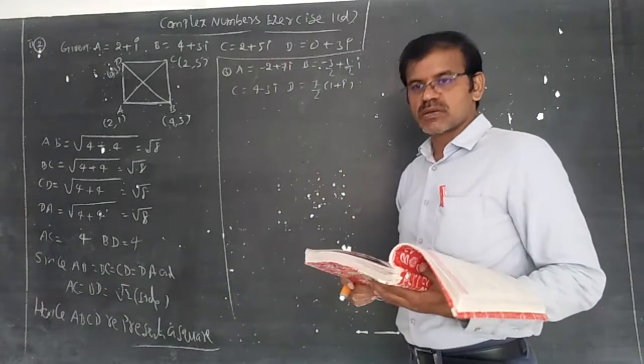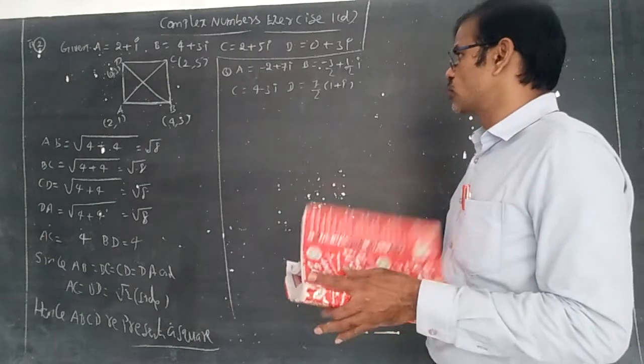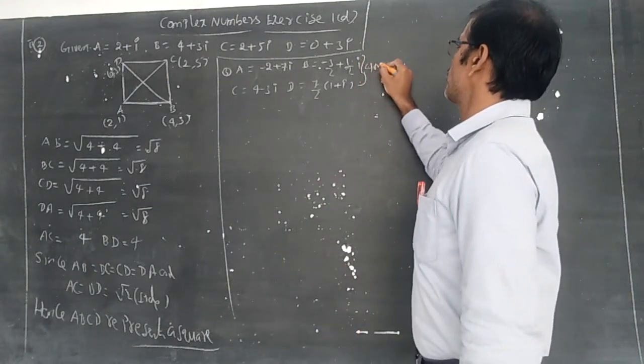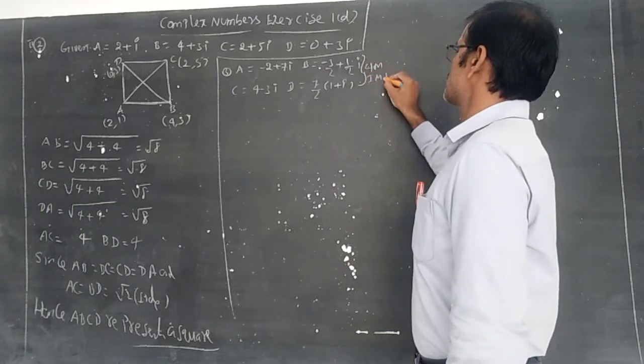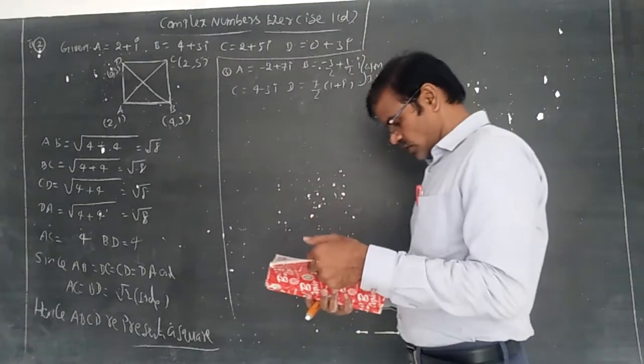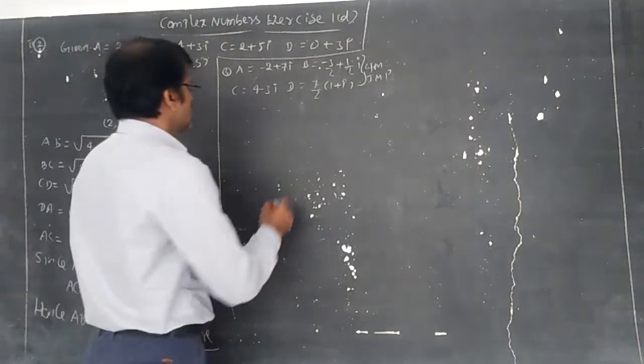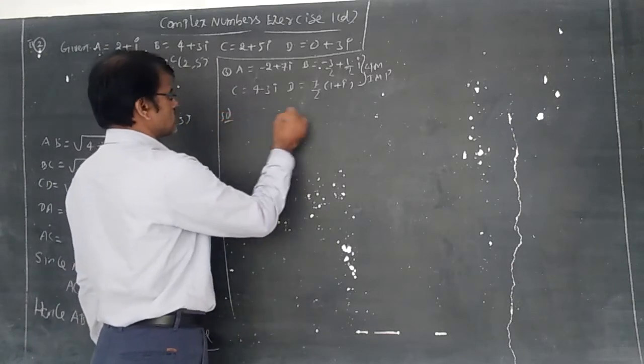In this complex number chapter, 2 plus 2 plus 4 weightage is there. This is a most important 4 marks sum and a very easy question. We should prove that the given points are the vertices of a rhombus.